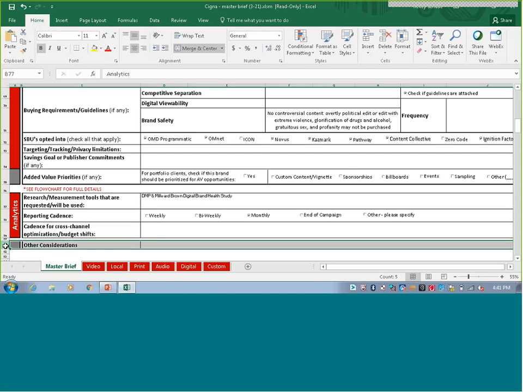And then the last, this is probably really truly the only gray box that really should be here, and it's the all other considerations. So if we miss something in the template, make sure that's really important, make sure we share that.